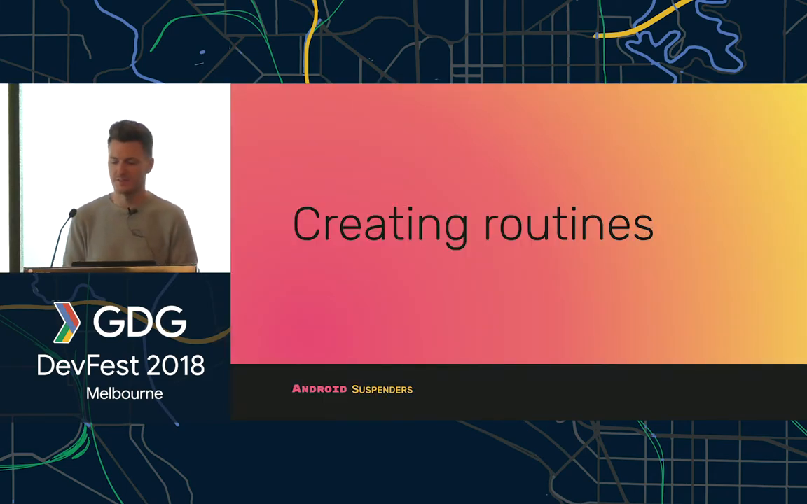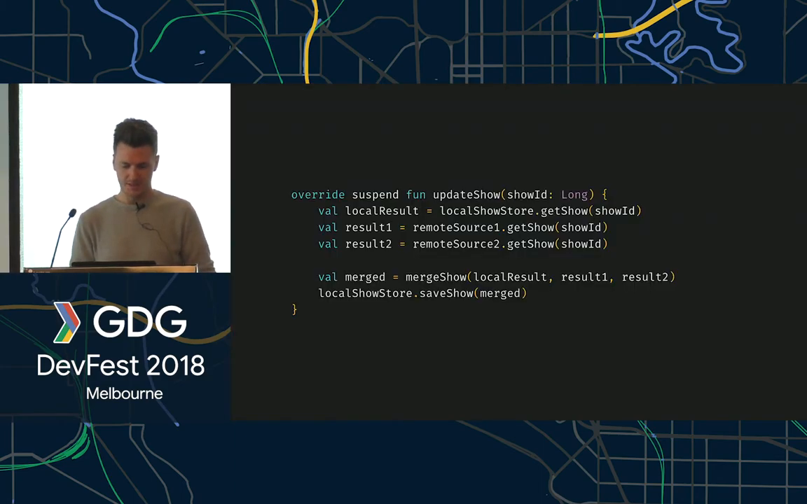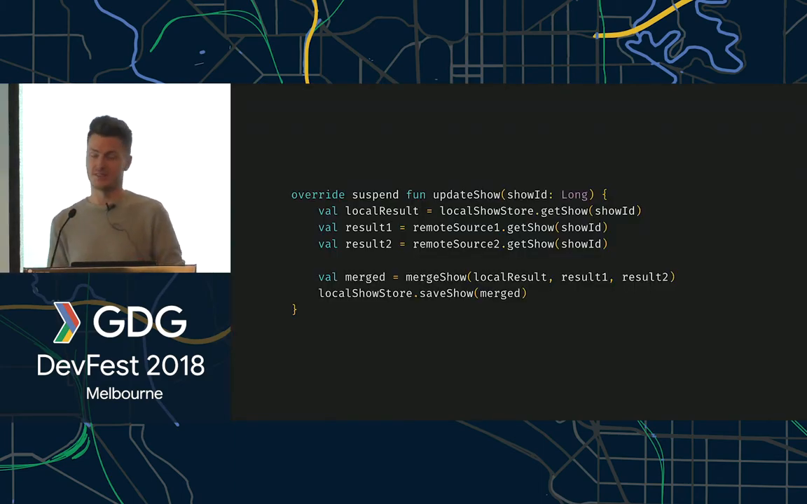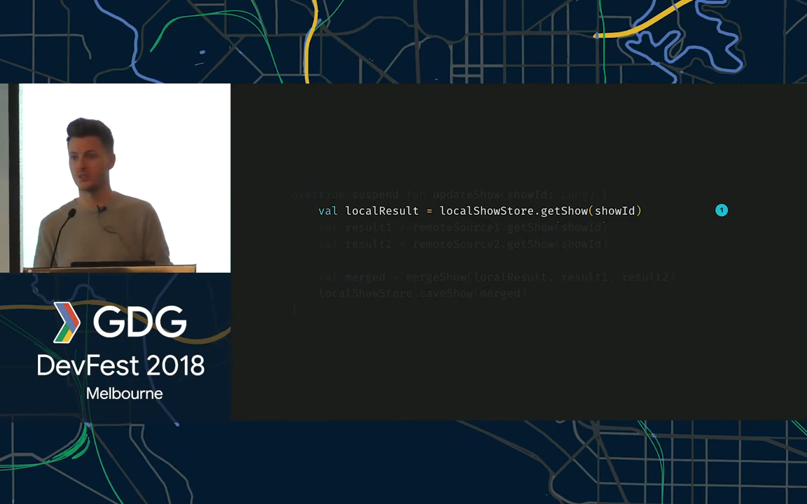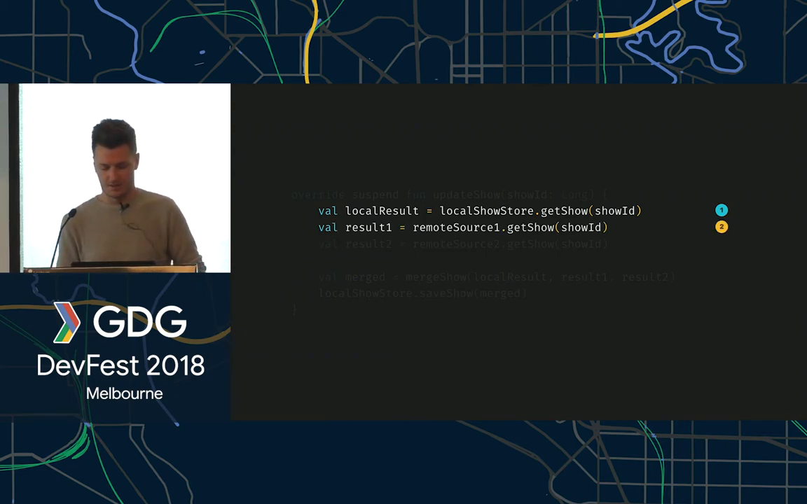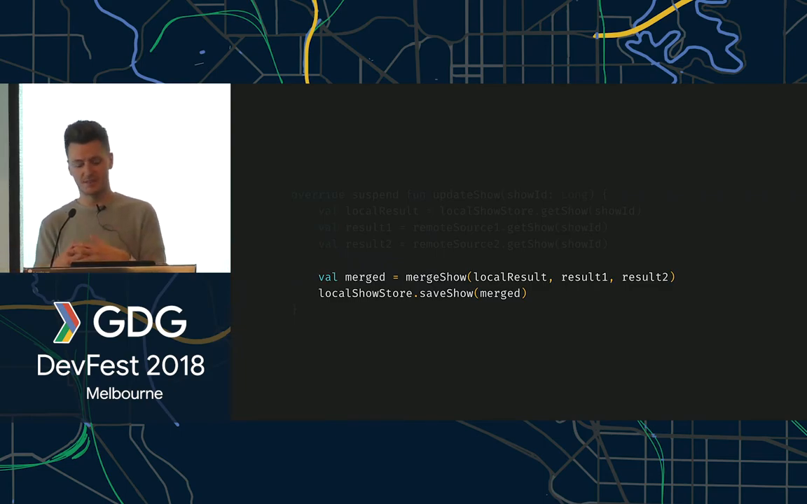So hopefully by now you're thinking about using coroutines in your app, or at least you're interested in it. So let's actually look at how you write them. Here we have a method taken from my app, which is given a show ID and does an update. First it will grab the current show from the database, the local store, and then it will get it from a remote source, whatever that remote source is, and then from another remote source. It will do some merging, and then it will merge all the results together and save it.